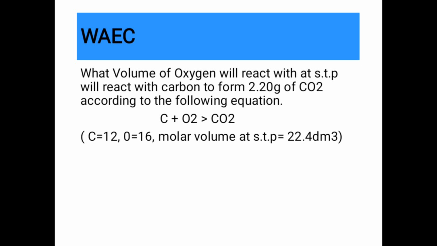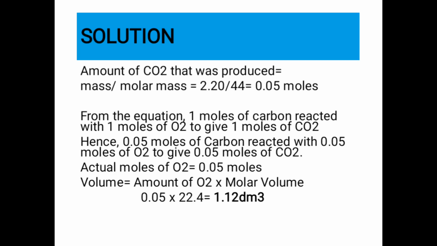So what you do again is, after balancing the equation, you convert the mass to mole. To convert the mass to mole, that's 2.20 over 44, because CO2 is 44. It will give you 0.05 moles. Then you do the stoichiometry of the equation again. 1 mole of carbon is equivalent to 1 mole of O2 and 1 mole of CO2. Therefore, since they have the same stoichiometric ratio, 0.05 mole of carbon is the same as 0.05 moles of CO2 and 0.05 moles of O2. So the actual moles of O2 here is 0.05 moles.